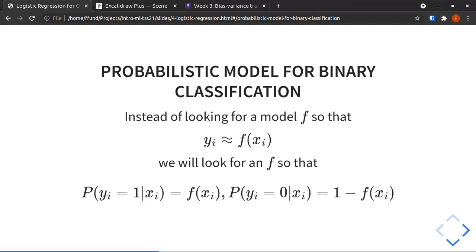Now, since our prediction is going to be a probability, what do we know about probabilities? We know that they have to range from 0 to 1. So our f of x needs to be some function that will take some real value and map it to the range 0 to 1. What function should we use?